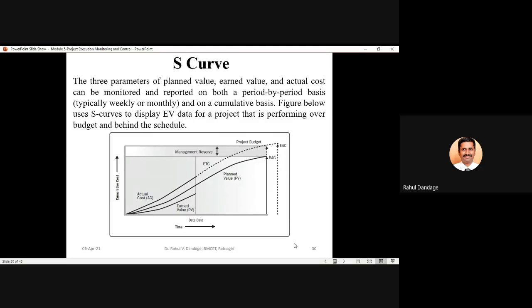So this is a kind of curve which is called an S curve. The three parameters, that is planned value, earned value and actual cost, if I want to monitor them, if I want to report them to the higher authorities over a standard frequency or over a standard period of time, then this particular S curve is very useful. This will express the planned value, earned value and actual cost on a cumulative basis.